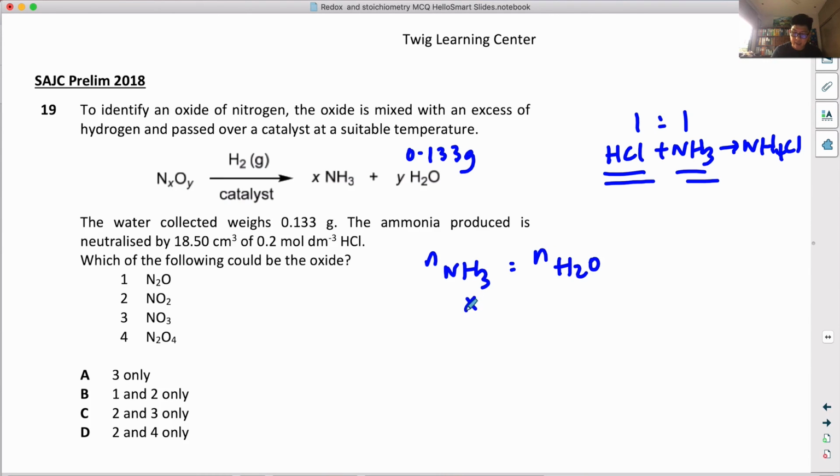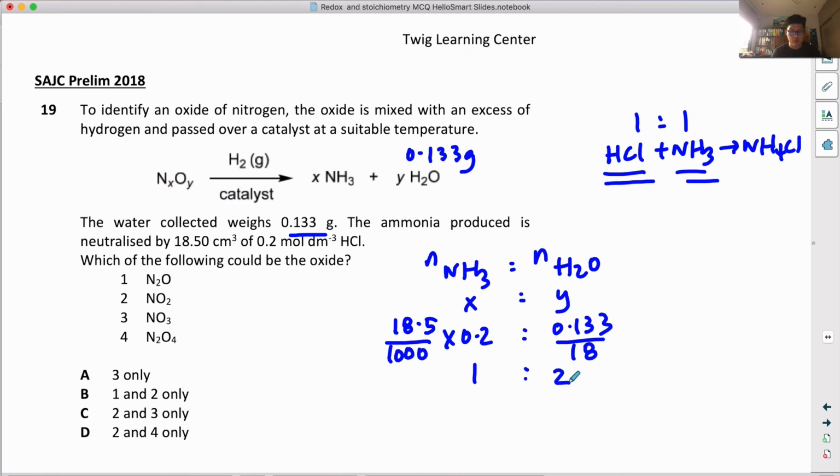Okay, so I'm going to write down the mole ratio between these two, which is actually x and y. The ammonia is the same as the amount of HCl used, 18.5 over 1000 times 0.2. y is the water, so 0.133 divided by 18, which is the Mr of water. Press your calculator and you'll realize that the ratio will be 1 is to 2. So x is 1 and y is 2.